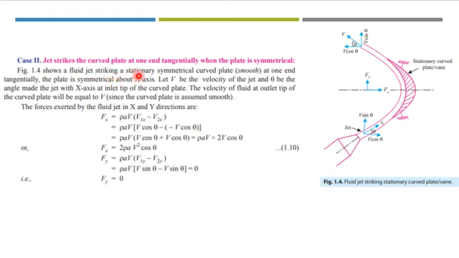Figure shows a fluid jet striking a stationary symmetrical curved plate, smooth, at one end tangentially. The plate is symmetrical about x-axis. Let v be the velocity of jet and theta be the angle made by the jet with x-axis at inlet tip of the curved plate. The velocity of fluid at outlet tip of curved plate will be equal to v, since the curved plate is assumed smooth. So the force exerted by fluid jet in x and y direction will be calculated by applying the impulse momentum equation. Fx will be equal to rho av into initial velocity in x direction minus final velocity in x direction.